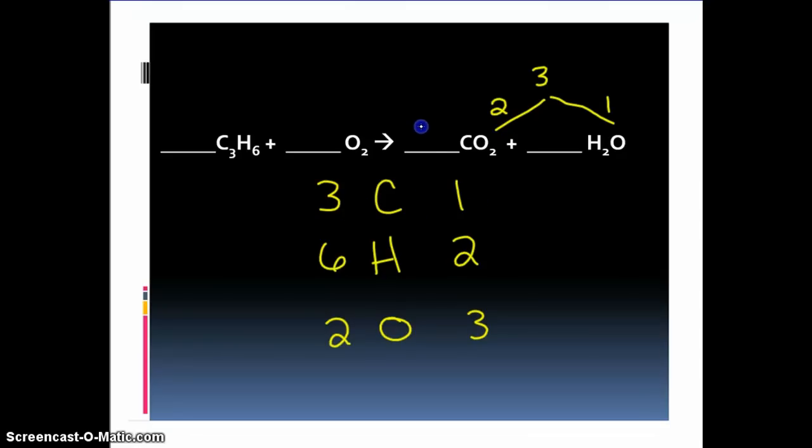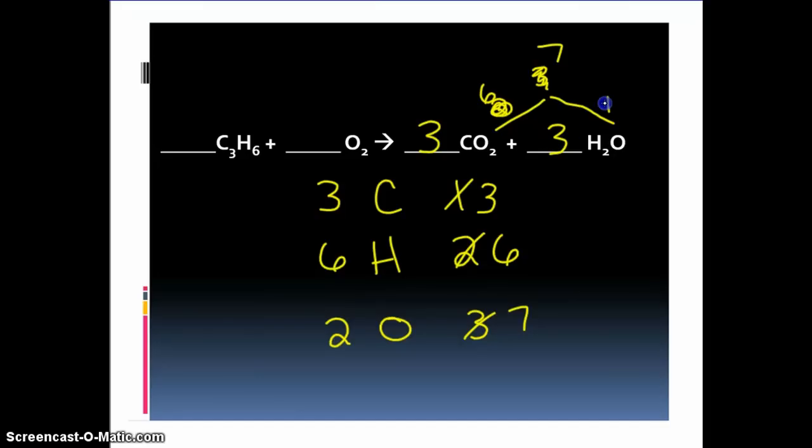So we've got 3 C's. We're going to put a 3 right here. Okay? Then we've got to update our O's. We've got 3 times 2 is 6 plus 1 is 7. Okay? All right, now our H's. We've got 6 on this side. Let's put a 3 right here. 3 times 2 is 6.